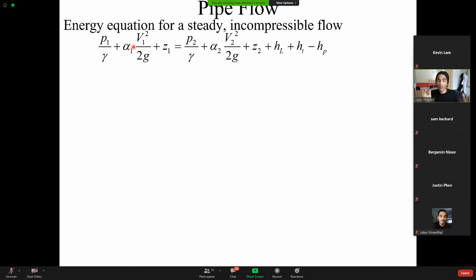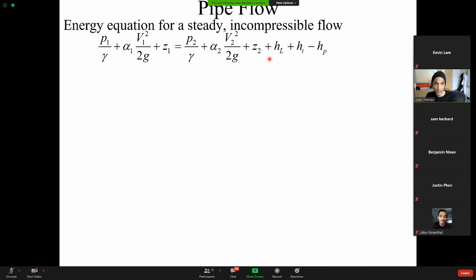Sometimes you have a problem and you don't know if the flow is turbulent or laminar. So if you do not know, you just guess, solve for the problem, find your velocity, and find out what the Reynolds number is. Then you're like, oh, this is actually really turbulent. The Reynolds number is really high. Then you go back and solve for it again. Okay, so that's how you would address that.